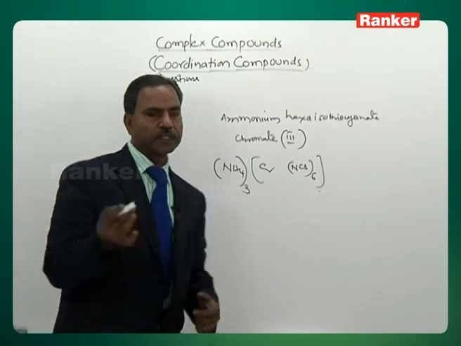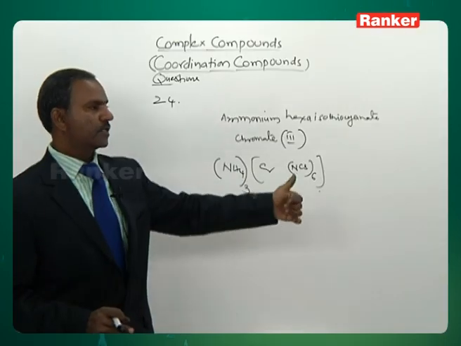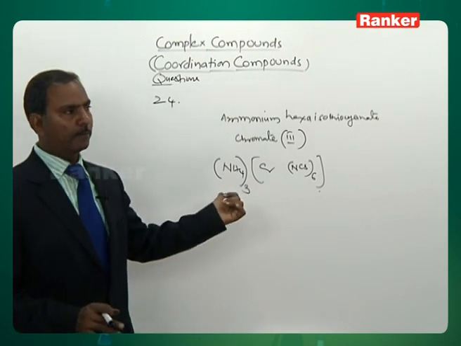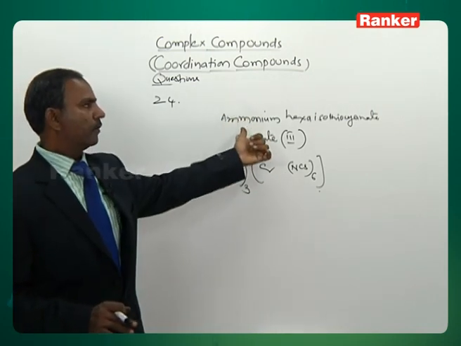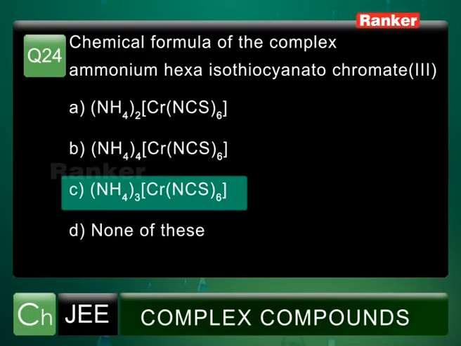Next, let us see the options. First option is NH4 taken twice. No, that is coming to be chromium plus 4. Coming to option B, NH4 taken 4 times, Cr(NCS)6. Again in this, the chromium oxidation number comes to be plus 2. Next option C, NH4 taken thrice, Cr(NCS)6. This is the correct complex for the name given. This is the formula of the complex. So option C, answer is C.